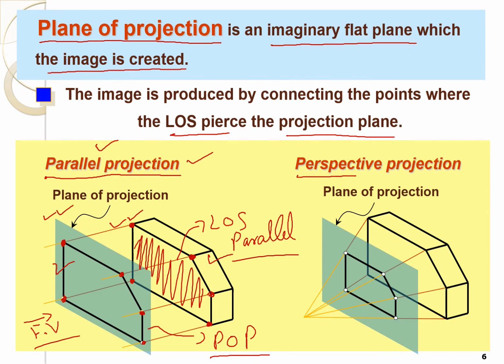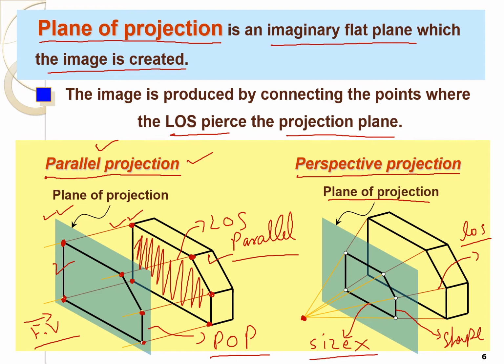In perspective projection, the plane will be placed. These are the lines of sight, but the lines of sight are not parallel. In this case, they are converging at this point. When they are converging, you will have an idea of the shape, what the shape of this side of an object will be, but you are not getting the correct size. You are just getting the idea of the shape, but not the size.